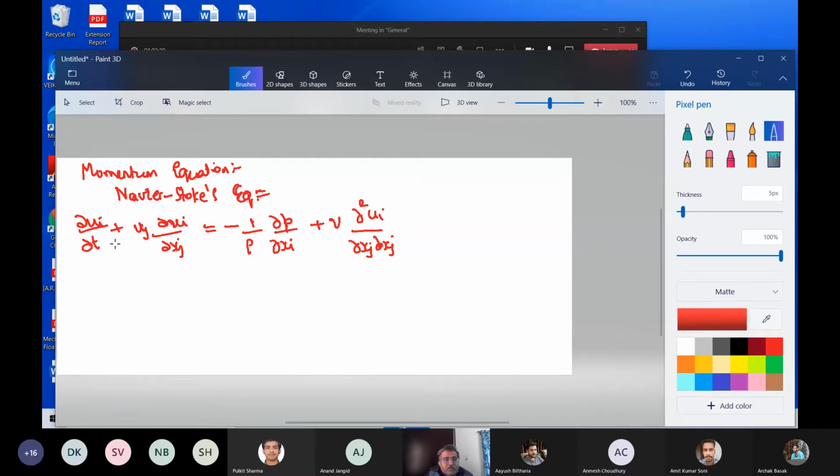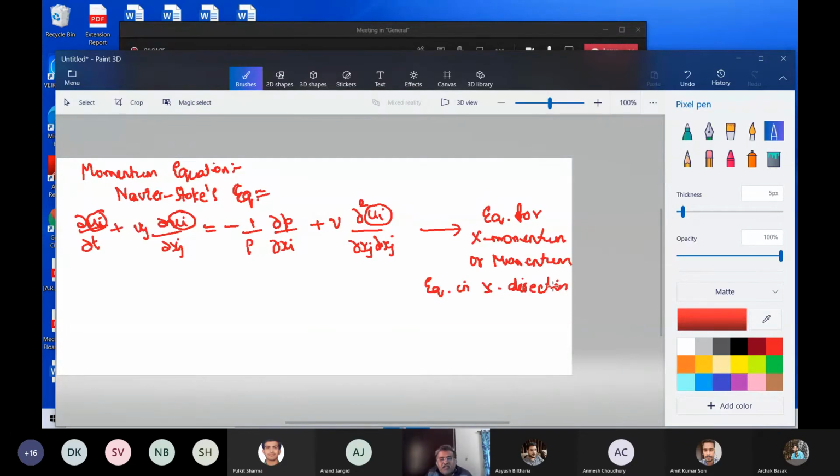So ∂ui/∂t. You look at the numerator, okay? This is an equation which has ui as its numerator. So this is basically an equation for x momentum, the momentum equation in the x direction, or the equation for x momentum.